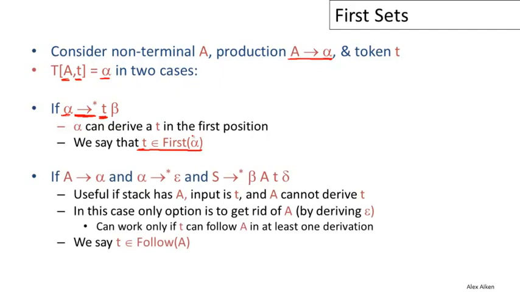Now, there's another, slightly more complicated situation in which we would want to make the move, where A is the leftmost non-terminal and T is the next input, and we'd like to replace A by A goes to alpha. The situation we're going to consider here is, what if alpha cannot derive T? So alpha cannot, in any sequence of moves, derive T. What does that mean? That means T is not going to be in the first of alpha.